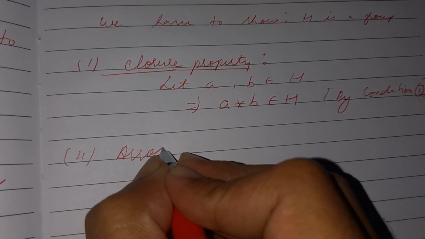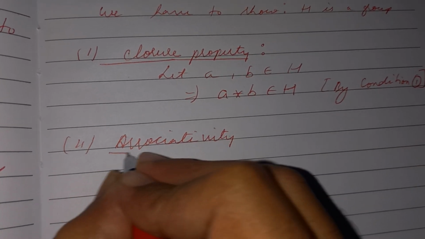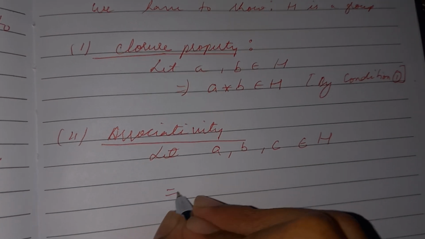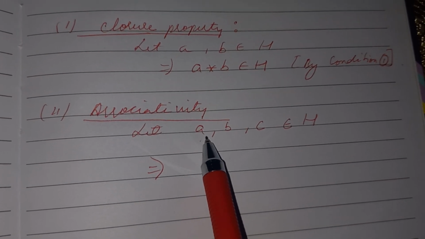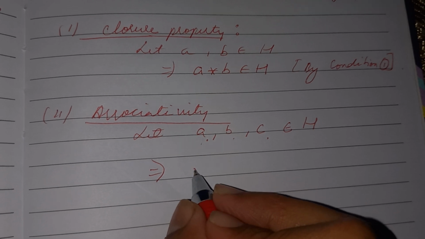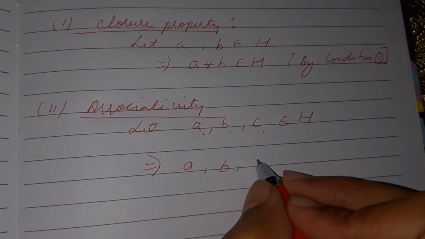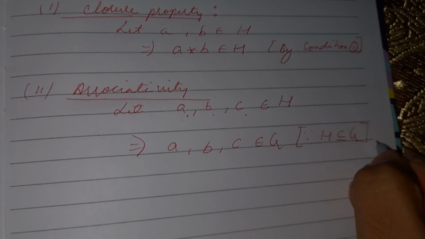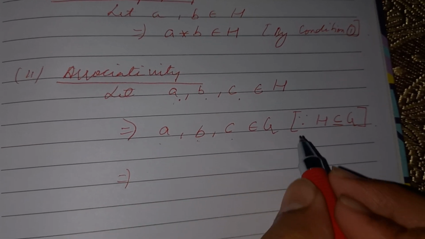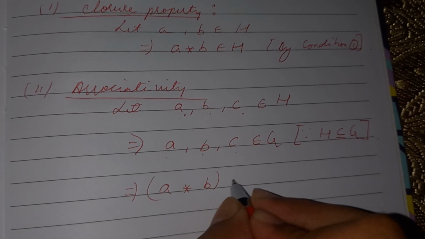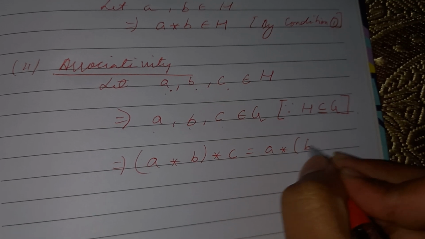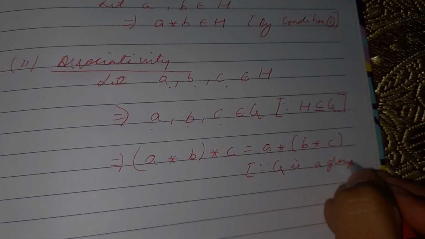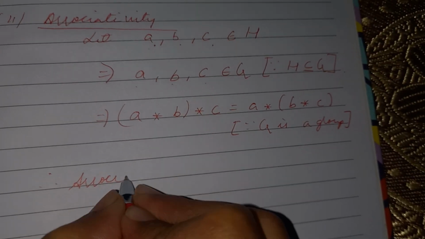Second, we have to prove associativity. So let us consider three elements a, b, c belonging to H. Now we can see that since a, b, c belong to H, then a, b, c also belong to G. The reason is H is a subset of G. Now since a, b, c belong to G, and the reason is since G is a group, therefore associativity is satisfied.